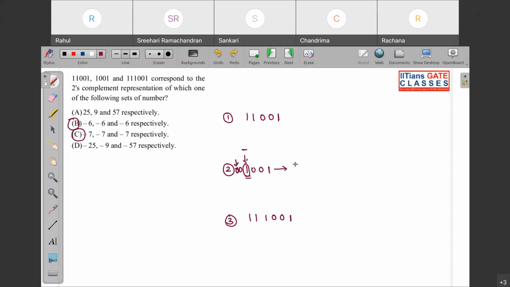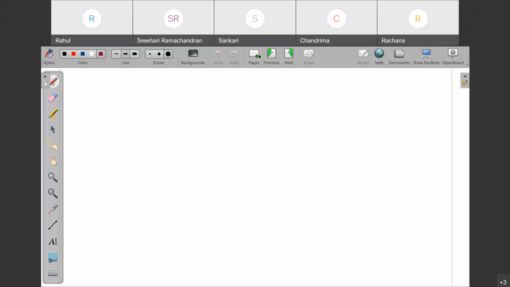So never ever change your number of bits in sign magnitude representation. Okay. And even if you suppose, okay, so I should have told you this. Let me see. So before solving this question, let us solve this using 2's complement. Okay, very quickly. So why this doubt? Let me clear it once and for all.